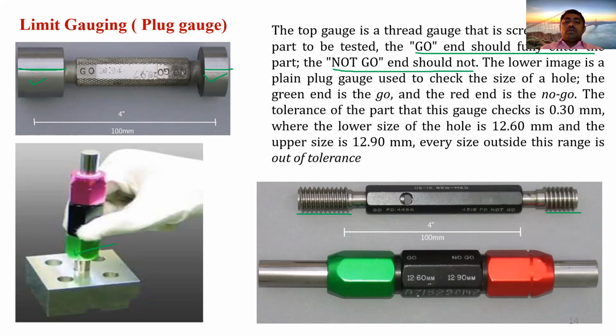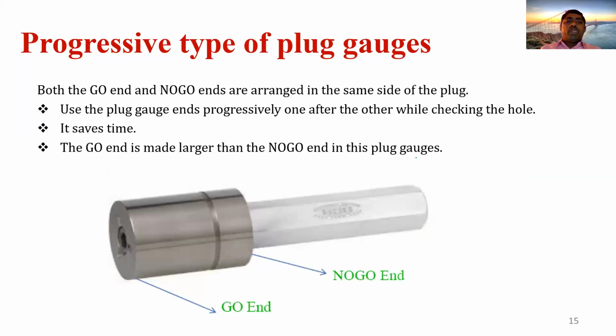The lower image is called the plain plug gauge, used to check the size of the hole. The green end is go and the red end is not go. Always the not go ends are represented with red color. So it can check 12.60 mm as the go side and 12.90 mm as the not go side upper size. Outside this range is out of tolerance.